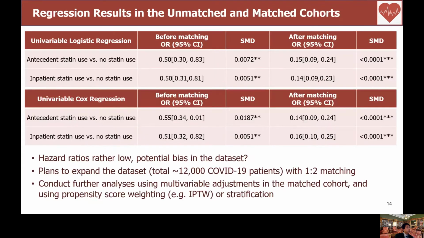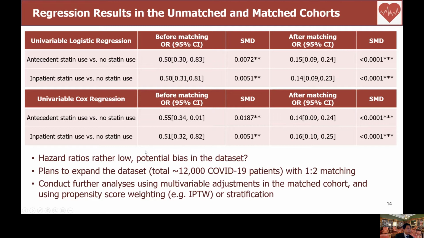In terms of the logistic regression and Cox regression results, we showed that whether the patient had antecedent or inpatient statin use, they were associated with lower odds or risk, so a lower hazard ratio, of the severe COVID-19 disease, both before and after propensity score matching. So you can see that after matching, the differences were actually more pronounced.